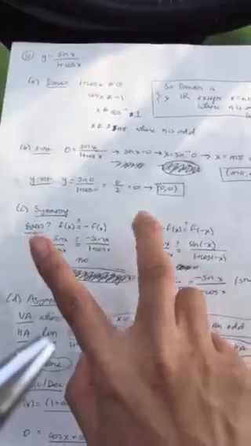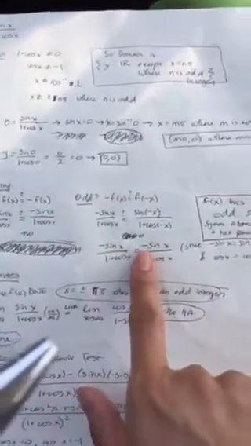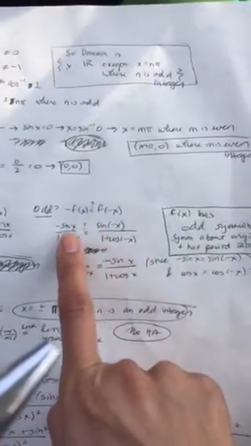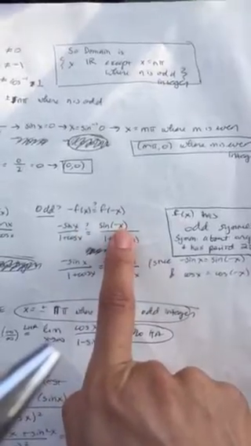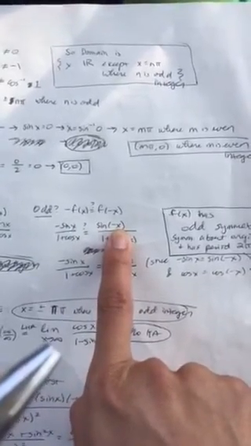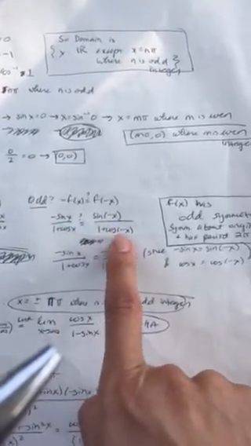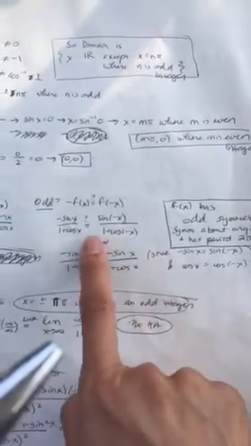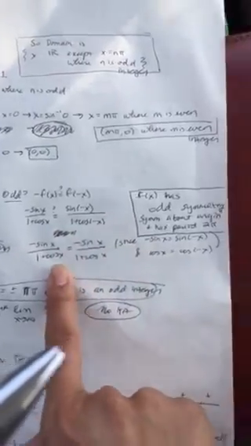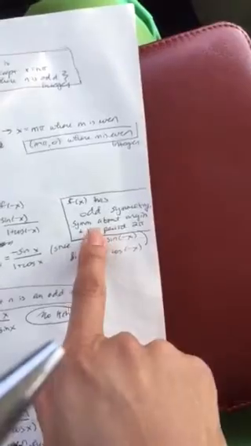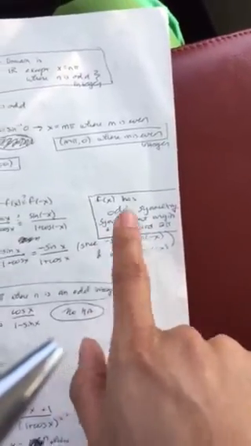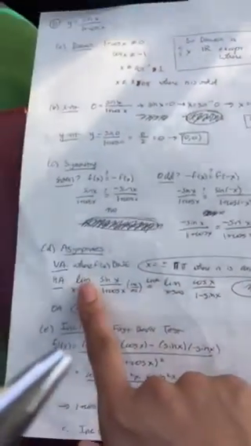Symmetry: is it even or odd? Well, when you plug it into these two definitions of even and odd, you find out that it is odd. The reason why it's odd is that negative sine x is equal to sine negative x, because sine is an odd function. And 1 plus cosine x is equal to 1 plus cosine negative x, because cosine is an even function, so that's why these two are the same. So therefore f has odd symmetry, which means that it's symmetric about the origin and has a period of 2 pi. It repeats itself every 2 pi.